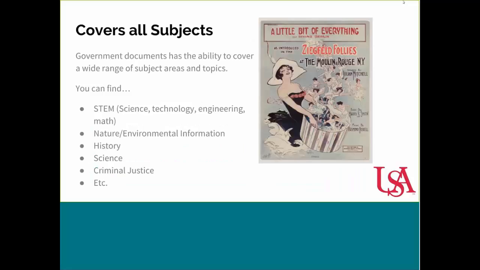Another great thing about government documents is that it covers all subjects. Government documents has the ability to cover a wide range of subject areas and topics. You can find STEM information, and that's science, technology, engineering, and math. You can find nature, environmental information. You can find historical information. You can find science information. You can find criminal justice information, etc. There's just a ton of great resources out there that you can utilize whenever you're talking about government information or you're trying to get other people interested.